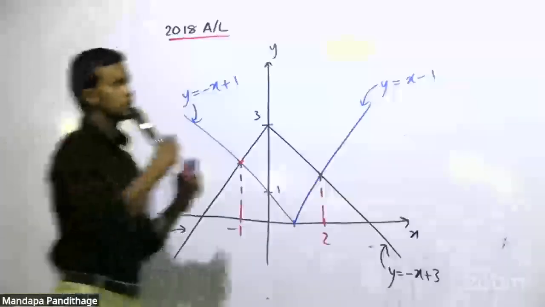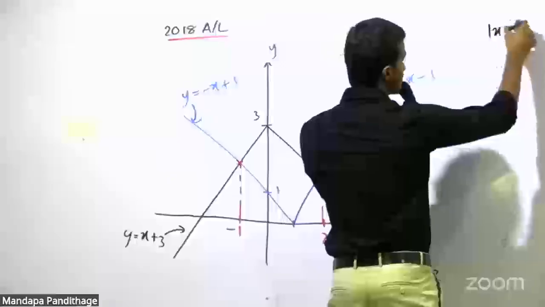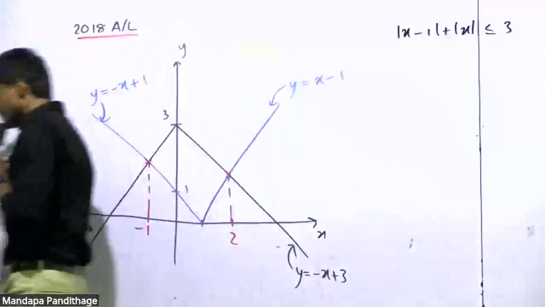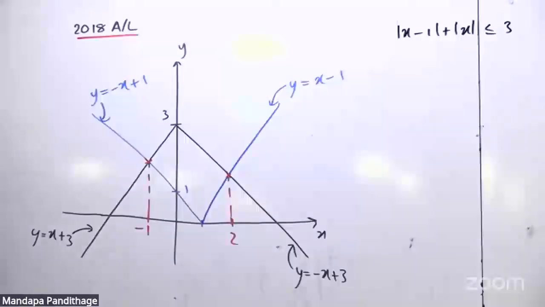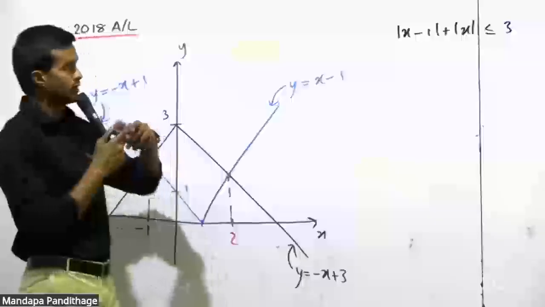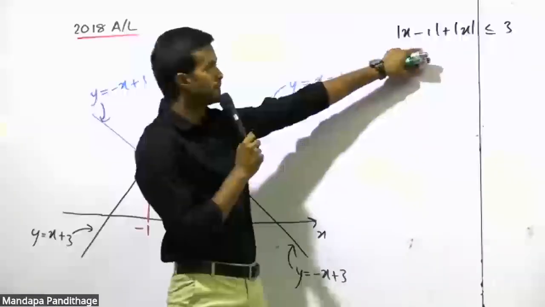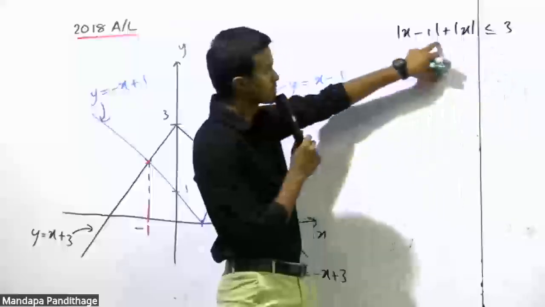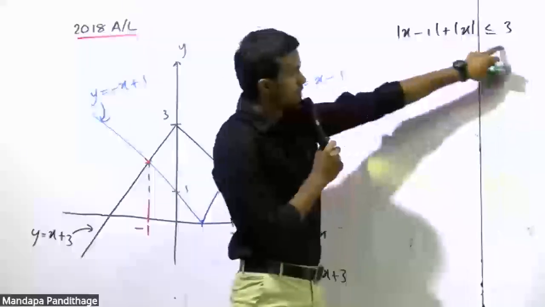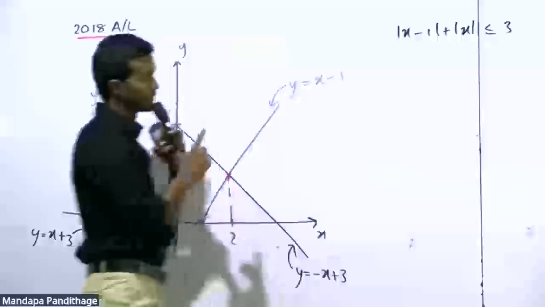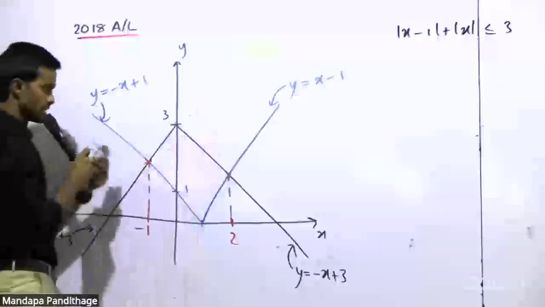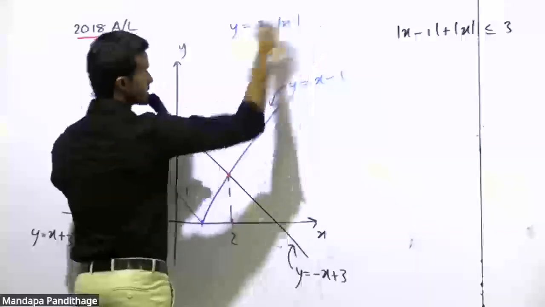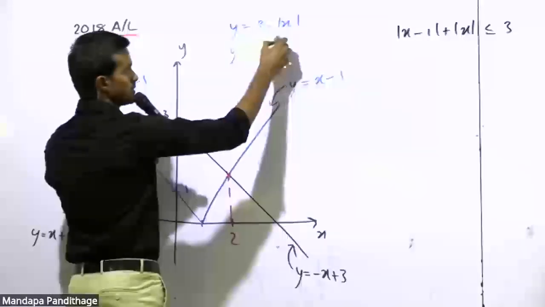They have asked you to find modulus x minus 1 plus modulus x is less than or equal to 3. But normally, when we have been given a modulus inequality, we sketch the two modulus functions on both sides of the inequality. But here, if you look at this, what are the two graphs that I have sketched? One is y equals 3 minus modulus x, and the other one is y equals this.